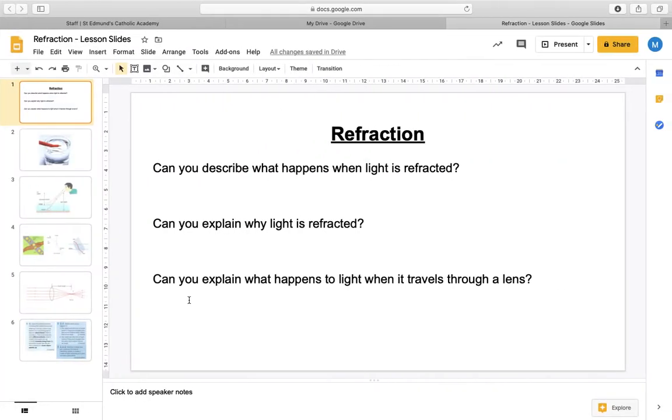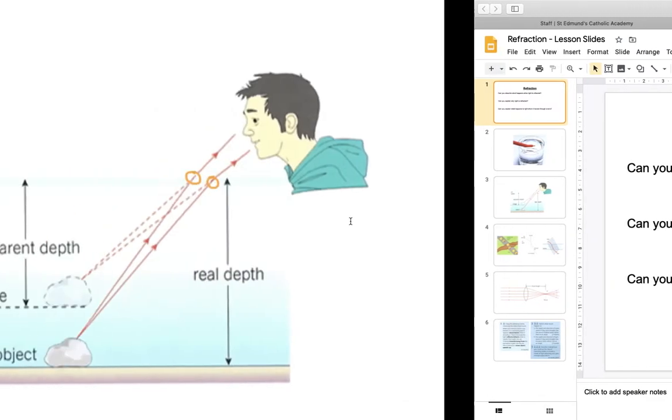So if we have a look back to our learning objectives, you should be able to tell me what happens when light is refracted. You should be able to say that this is when light bends as it moves from one medium to another. Our next learning objective says, can you explain why light is refracted?